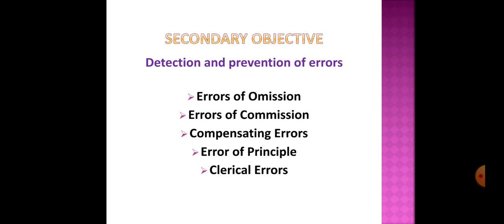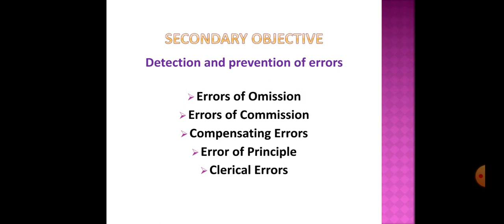Then compensating errors. These errors are committed when two or more mistakes are committed which counterbalance each other. Such errors are known as compensating errors. For example, if an amount is wrongly debited by a sum of rupees 1000 or 100 less and wrongly credited by rupees 100 or 1000, such a mistake is known as a compensating error.